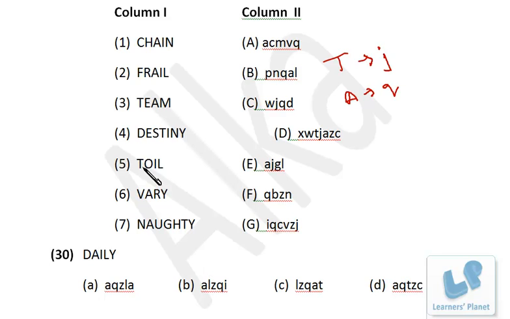Now similarly, if we compare between FRAIL and VARY, we have two letters common, that is A and R, right? Now between QAL and QBZN, we have Q as common, but Q is already assigned to A. After that we have N as common, right? N over here, N over here. That means R is actually N.